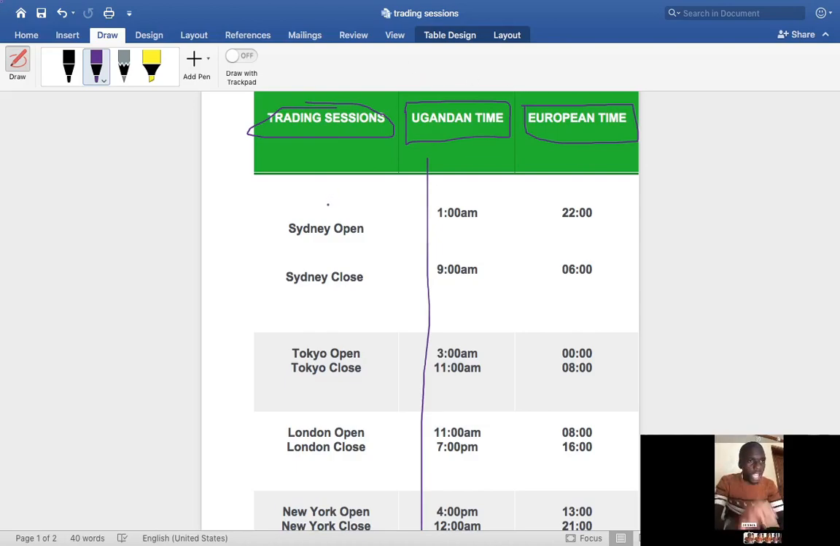First, I've talked of the first trading session that we have, which is the Sydney session. When you look at Sydney, Sydney is the capital city of Australia. Australia is relatively close to Asia, which makes its trading session merely close to that of the Asian time, because they are a bit closer to each other.